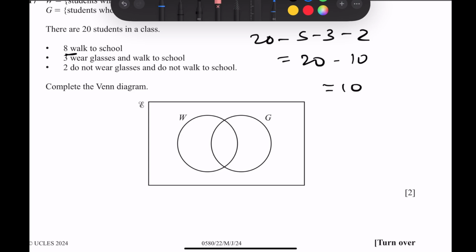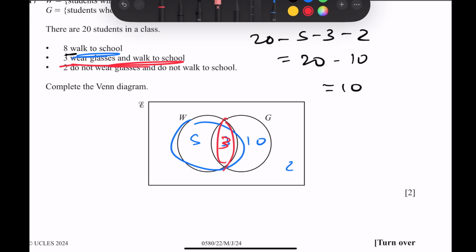So 5, 3, 10, and 2. As you can see, 8 walk to school, 3 wear glasses and walk to school, since 3 is in the intersection of these two, and 2 do not walk to school and do not wear glasses.